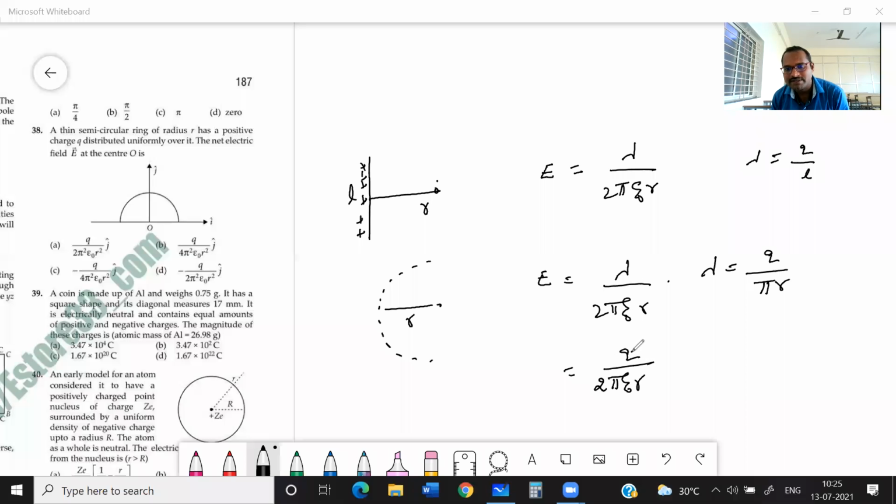So lambda value I am writing. Lambda value is q by pi r. So what will you get? Q by 2 pi into pi square epsilon naught r square. Yes, this is the answer. And which direction? If this is like this, electric field is in this direction. But in the question they have given, the semicircular ring is in this direction. So electric field will be in downward direction. So negative j cap. So option D is the right answer.